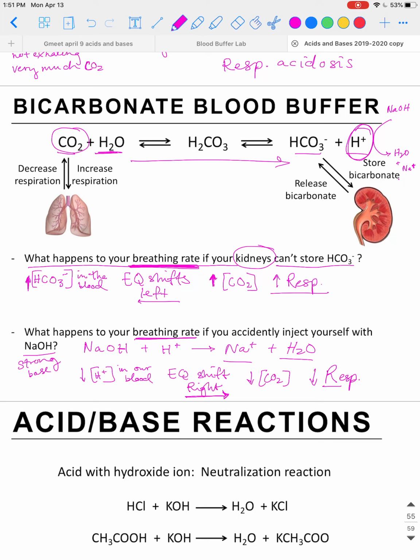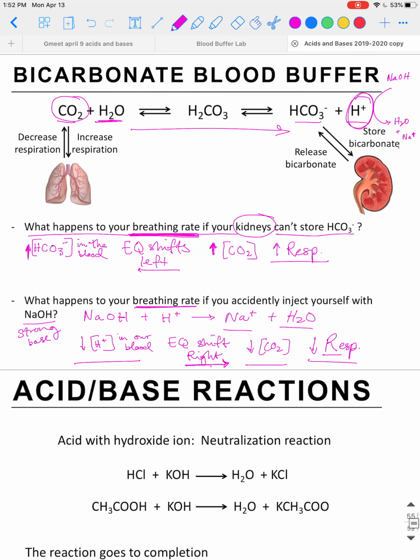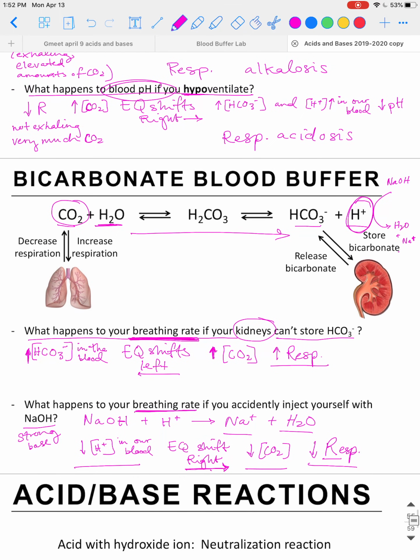If we slow down our breathing, slow down respiration, then we would help to build up the amounts of CO2 in our blood, because we're not also depleting CO2 levels by breathing even more out. So we'd want to slow down our breathing, decrease respiration to try to account for ultimately the loss of H plus. So if we inject ourselves with NaOH, we're going to decrease the amount of H plus in our blood. Equilibrium shifts to the right. We drop CO2 levels. We could slow down our breathing to help correct for that.